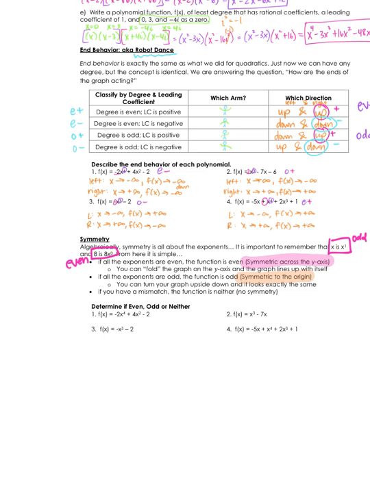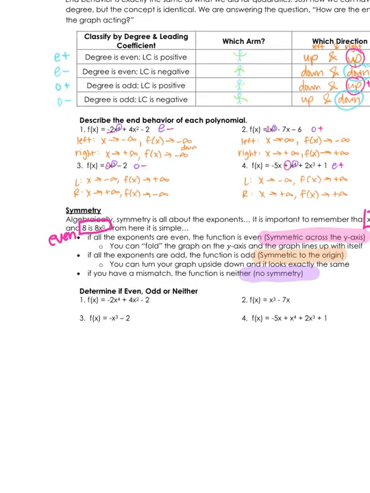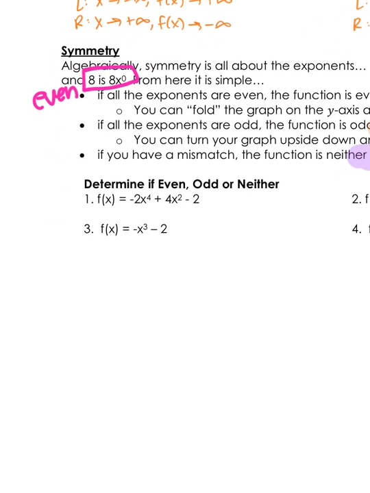Now, if you were to have a mismatch, the function would be neither. There would be no symmetry whatsoever. So we're going to look not even at the graphs. We're just going to look at these functions and determine if they are even, odd, or neither. So we're looking at the exponents.